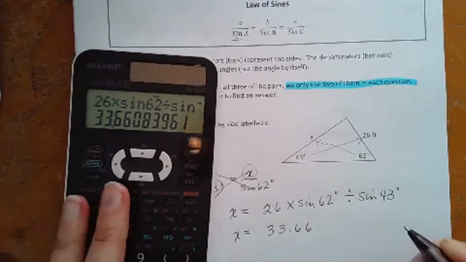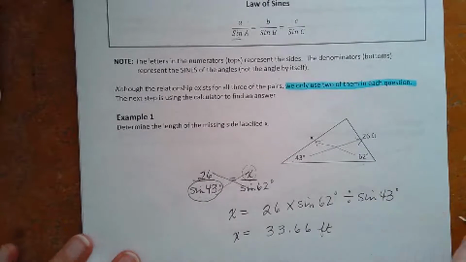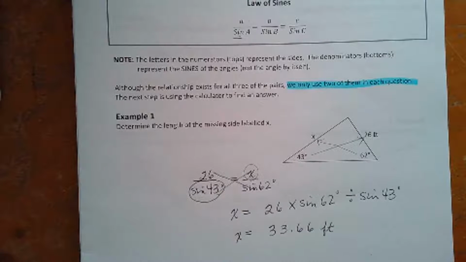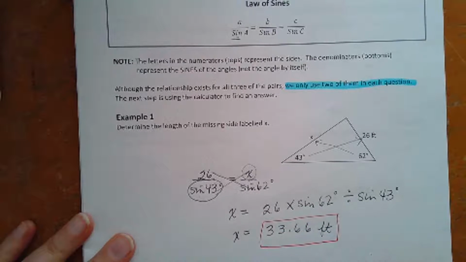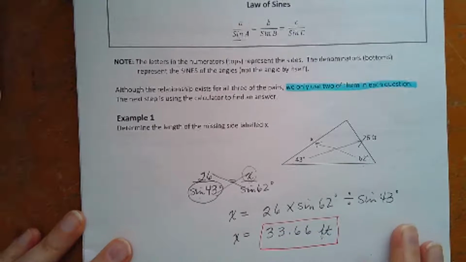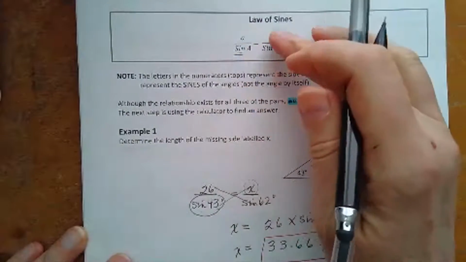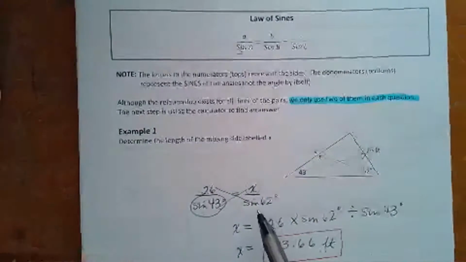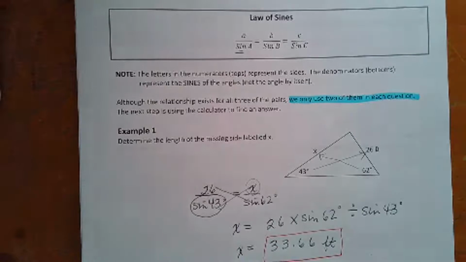33.66. And what were the side lengths measured in? Feet. Okay. So that's my answer, and that's how I found out what x is. Now you can see with the law of sines, the procedure is always going to involve cross multiplying, because I have a fraction equaling another fraction. And the technique we use when we have a fraction equal to a fraction and there's an unknown number is the cross multiply method.